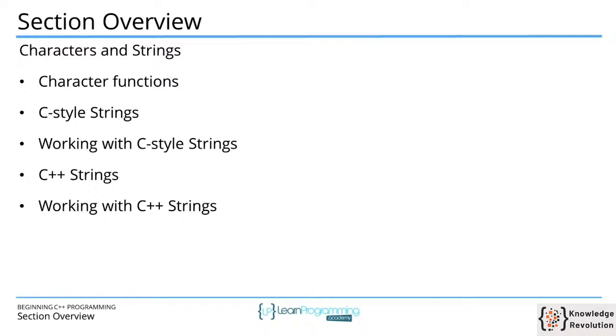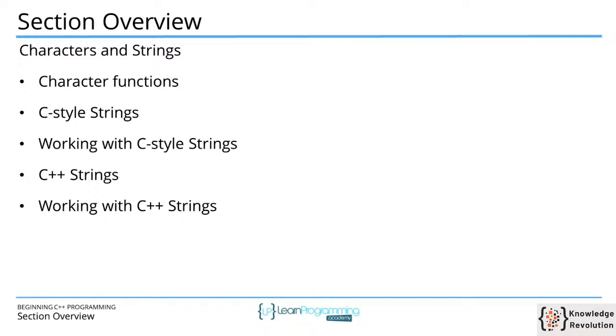So we'll first look at the cctype library. This is a library of very simple but very useful functions that work with characters. For example, we can test characters to see if they're uppercase or lowercase, numeric, alphanumeric, punctuation, and more. We can also convert characters between lower and uppercase. After we learn about the cctype functions, we'll talk about strings.